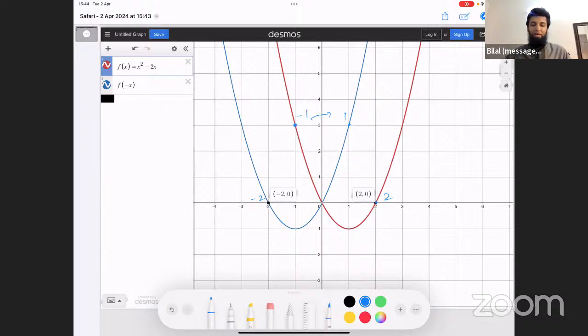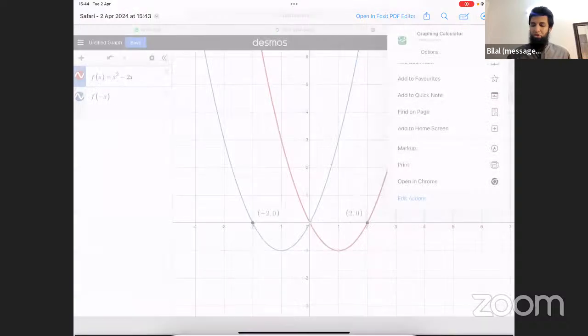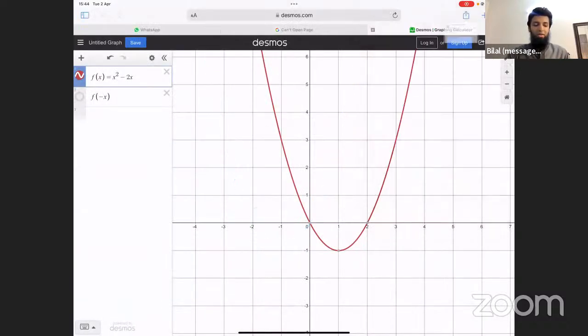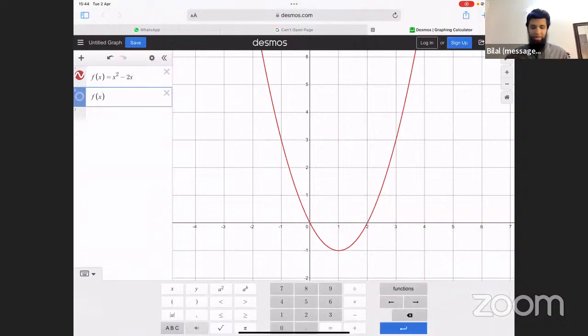So it's a reflection with the y-axis as the line of reflection. That is what happens in this case. Okay, so when you multiply by a negative sign inside, it's a reflection in the y-axis. It's called horizontal reflection. Now, what happens if we add or subtract something inside?